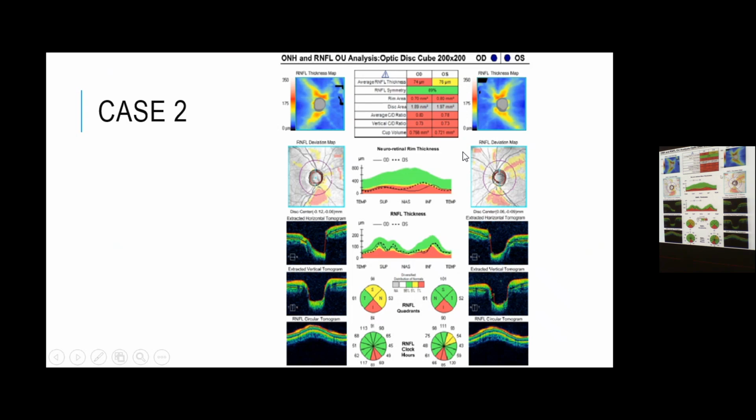How about now? Do you think it's glaucoma or not? With the deviation map, it's thinning inferiorly. Okay. Would you do something else? Yeah, ganglion cell layer. Okay. What else?